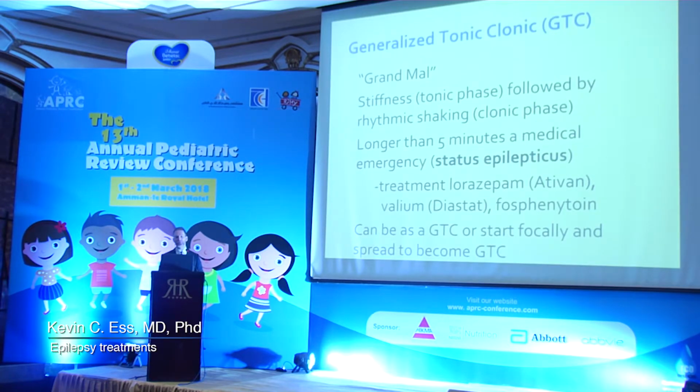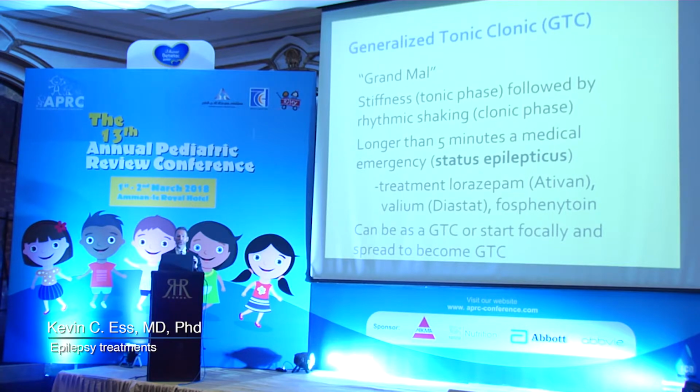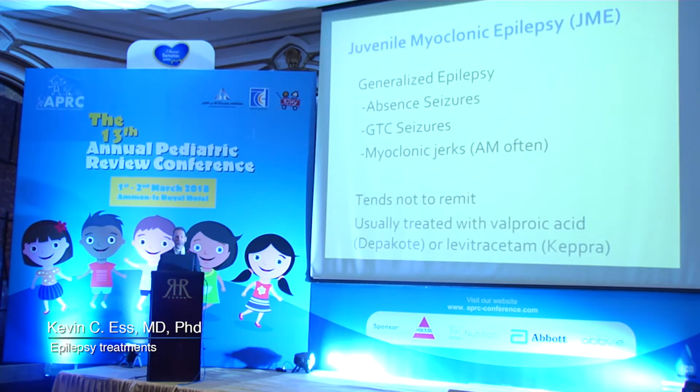Another generalized example is what most people know as a generalized tonic-clonic seizure, also known in French as grand mal, also known in Tennessee as the big one. So these are very impressive, scary seizures that can be medical emergencies if they go on too long, more than 5 minutes. I'm just giving you a couple examples of different types of seizures before launching into the treatments.